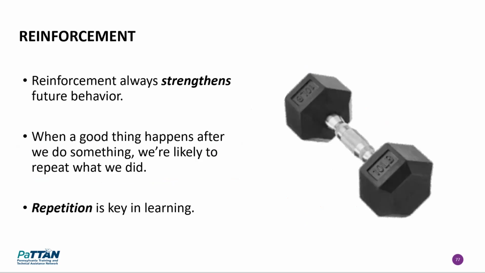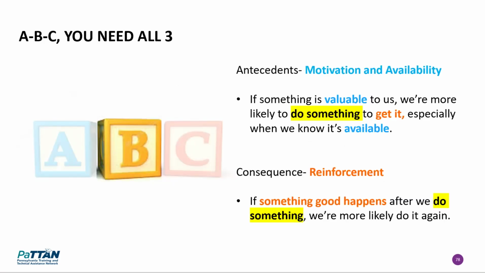Reinforcement always strengthens future behavior because something good happens, and therefore we're likely to repeat it. Repetition is really the key to learning. Then we examined different aspects of what occurs before behavior. So remember, A stands for antecedent. It's what precedes behavior. Motivation is a big factor in what we do. But as we learned last time, availability often partners up with motivation. And we can use those signals of availability as a tool to help build motivation for learning.